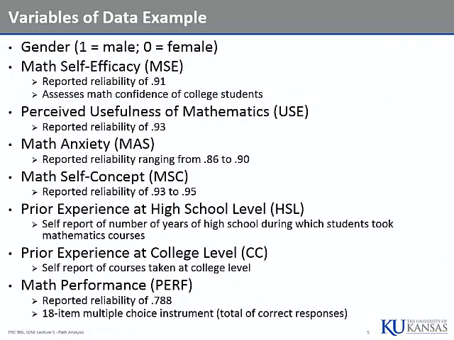And here are the variables. Gender is an observed variable, male and female. I have math self-efficacy, a scale, perceived usefulness of math, a scale, math anxiety, a scale, math self-concept, a scale, and prior experience at the high school level. It's self-reported, but that should be observable, right? Which is the number of courses that you've taken in high school on mathematics. Prior experience at the college level is the number of credit hours in college. So again, it's self-reported, but it should be something that's directly observable. Should we have a transcript?